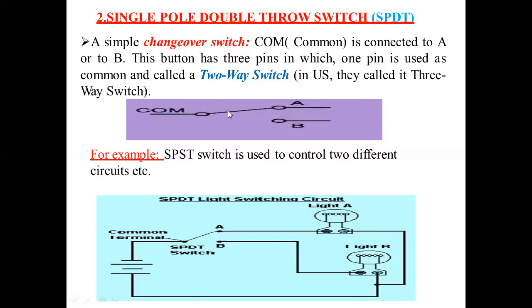Whenever the switch is moved from A to B, the appliance connected to A goes off and B turns on. Here you can see a simple example where two circuits can be controlled by a single pole double throw switch. If it is connected to A, then light A is on. If it is connected to B, then light B is on. Light A is one circuit, light B is another circuit, both controlled by the A and B terminals.